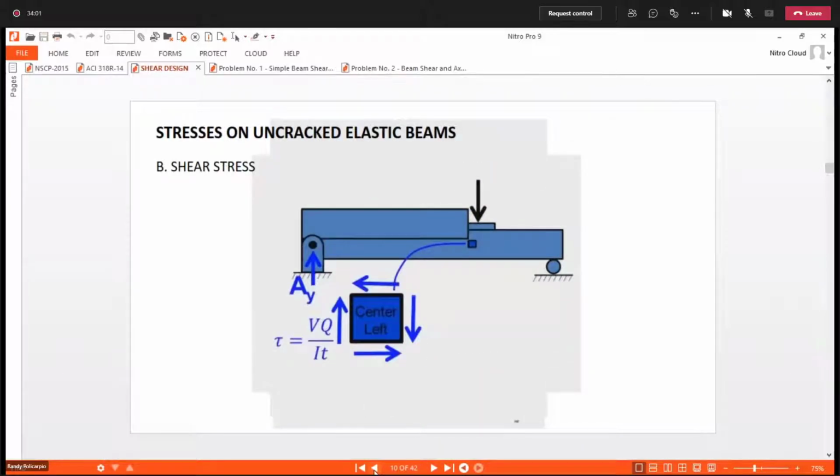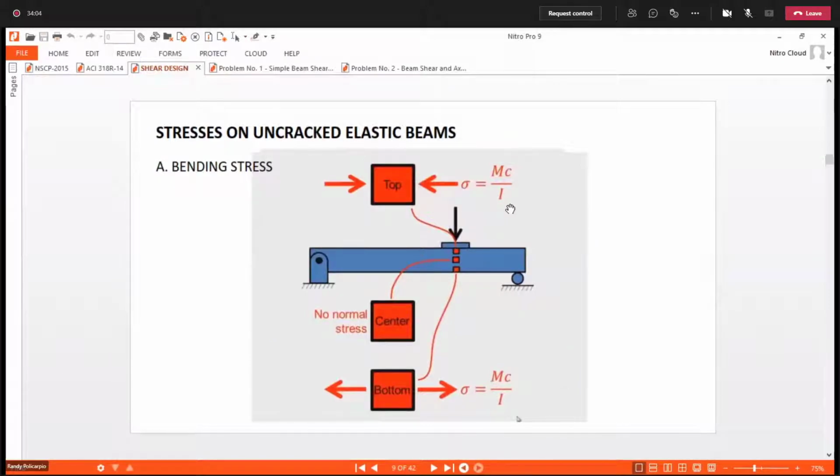By the way, this formula, before we go further, is applicable if your beam behaves elastically. What is elastic? When a body is subjected to a load, the body will deform due to the load. Once the load is removed, the body will return to its original shape. That is all about the elastic behavior of a material.